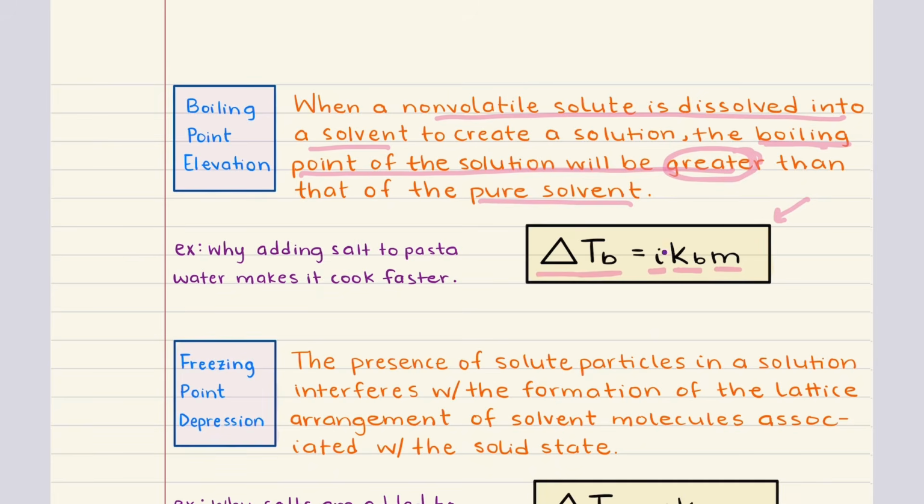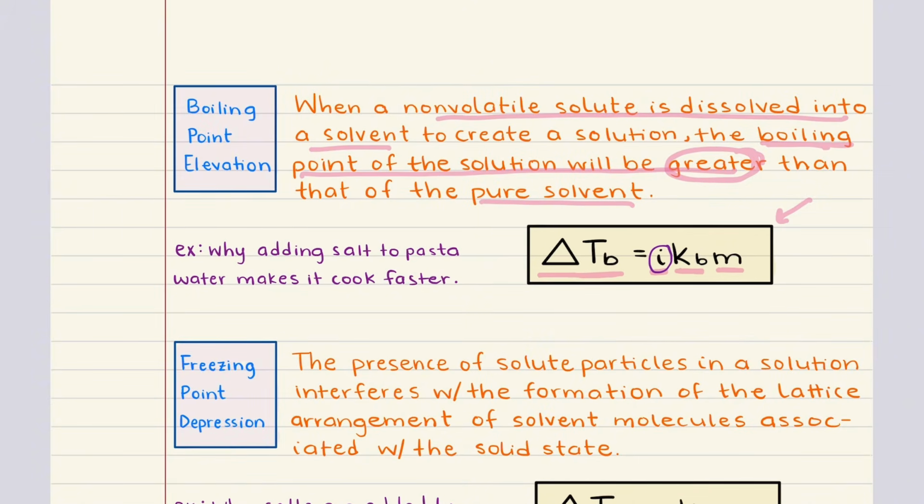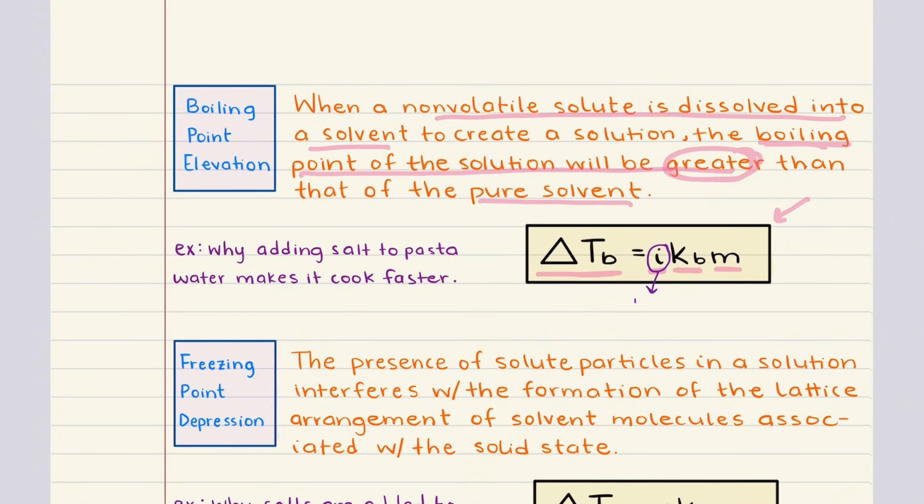The Van Hoff factor is written as i, and this represents the number of particles that a solute produces when it dissolves. Kb is a constant. You're usually going to be given that in this course. And then lowercase m is molality. This is the number of moles of solute per kilogram of solvent.